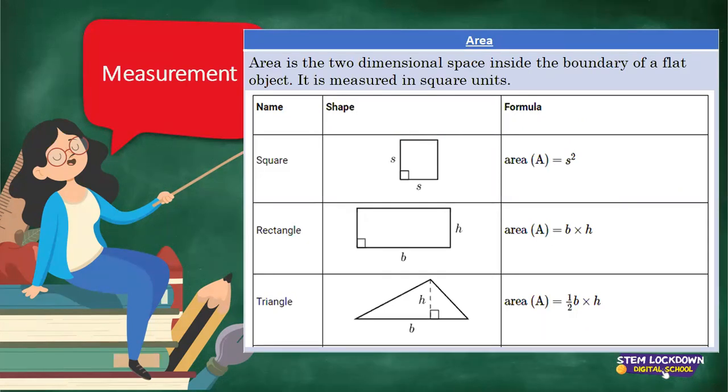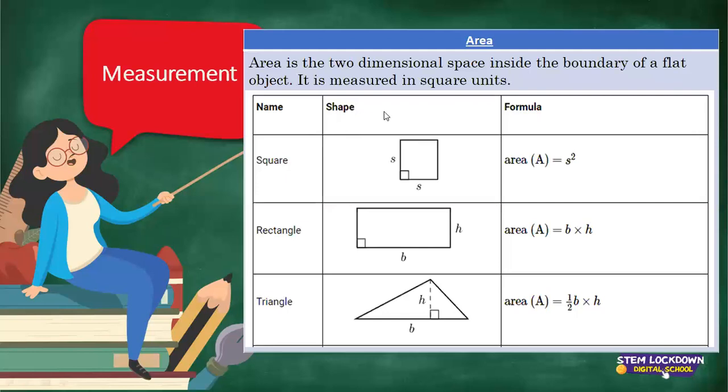Area is the two-dimensional space inside the boundary of a flat object. It is measured in unit square, like centimeter squared, meter squared or millimeter squared. And volumes are measured in cube units. Now, what are these polygons we're looking at?